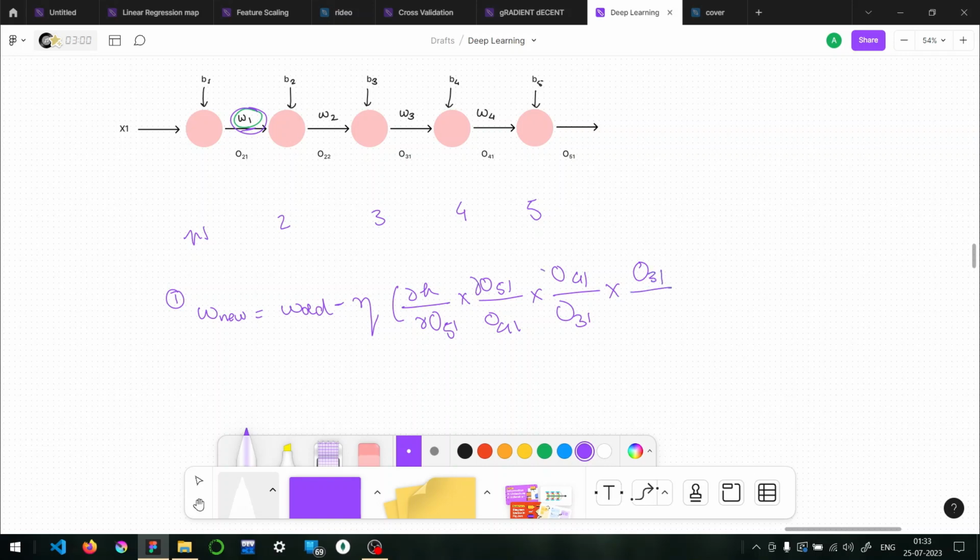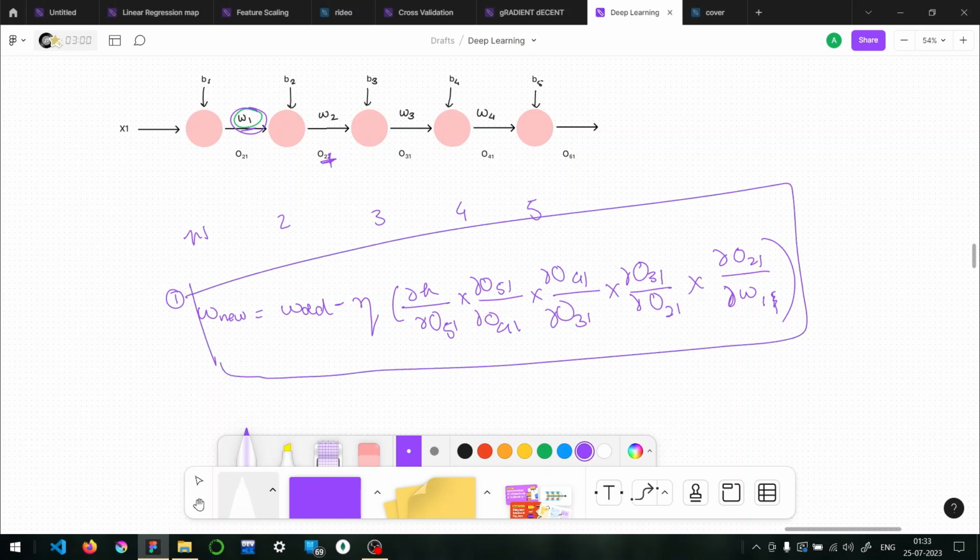Okay, so the partial derivative is also associated with all those. You can write that as O31 and O21, then comes the partial derivative of O21 with respect to O11. Sorry, after O22, it is written wrong there. It is O21. Then after O21 comes the partial derivative of OW1. Okay, so this is our weight updation formula.